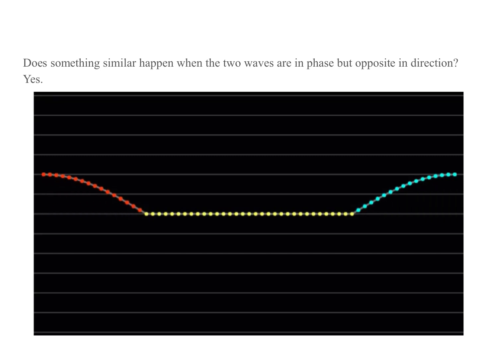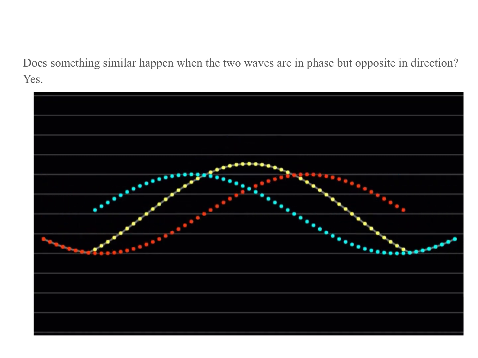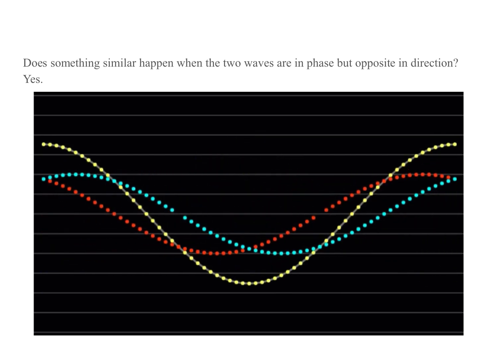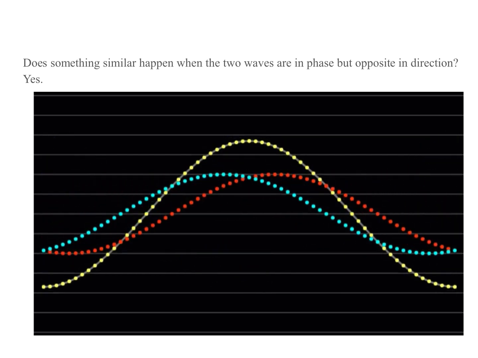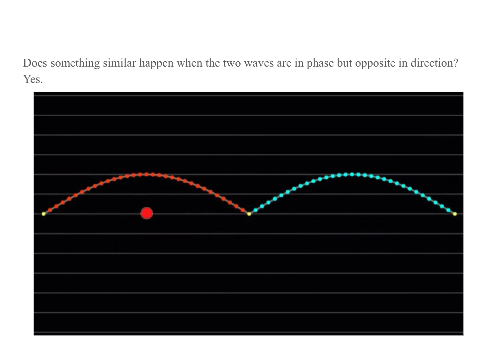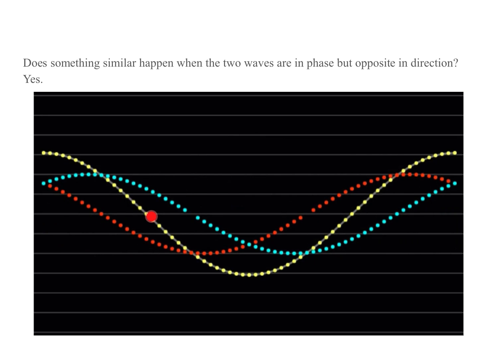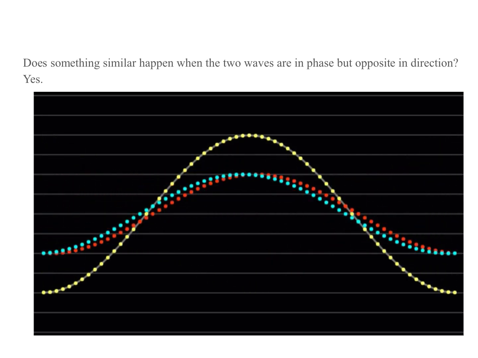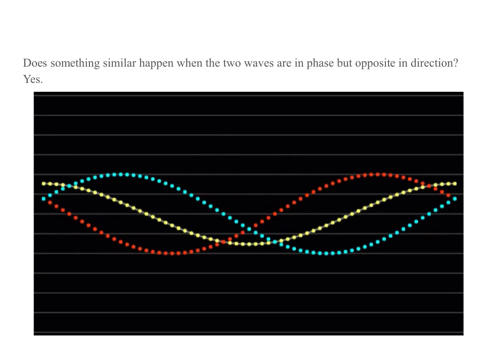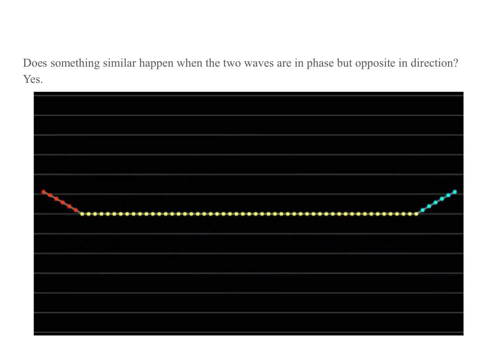Yes, it does. We see something like this. They combine, and we get, again, a standing pattern. We still have nodes and antinodes. Of course, they're in different places. Instead of being at the center, the antinodes are over here. Sorry, the nodes are over here. And over here. And the antinode is in the center and at either end. But otherwise looks very similar.